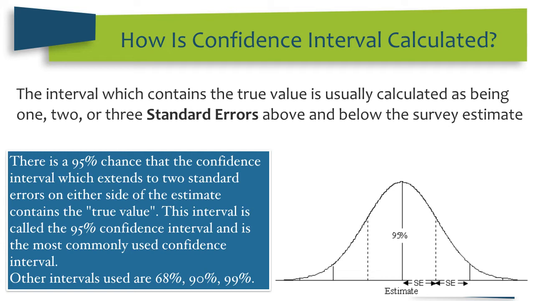We know that in a perfectly normal distribution, 68% of the data lies within 1 standard deviation on each side. In a perfectly normal distribution, 95% of the data lies within 2 standard deviations on each side, and more than 99% lies within 3 standard deviations on each side of the estimate. So this is how the standard error and then the confidence interval is calculated.